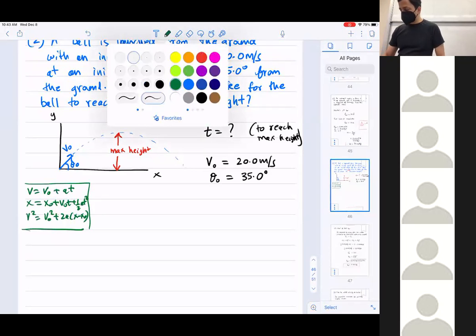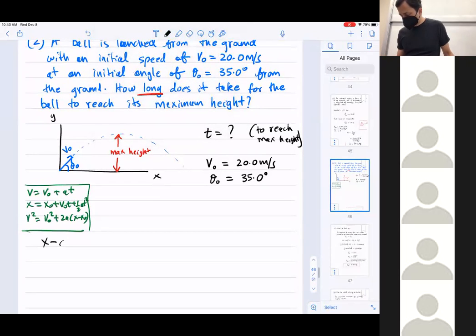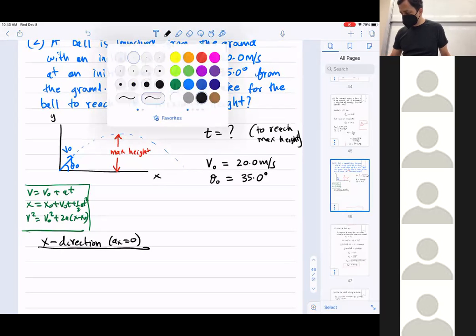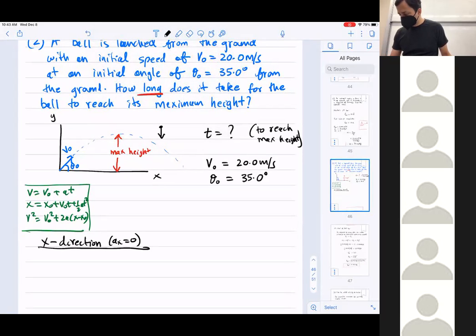So along the X direction, we know that AX is 0, right? There's only an acceleration here due to gravity with magnitude G. There is no acceleration along the X direction. So again, let me call this my positive X and my positive Y.